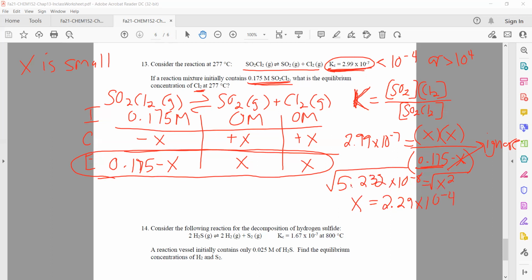Okay. And since we've solved for x, and we know that at equilibrium, x is going to be the concentration of our products, we can say that x is equal to the thing we want to solve for, the concentration of Cl2, and that'll be equal to 2.29 times 10 to the minus 4th molar.